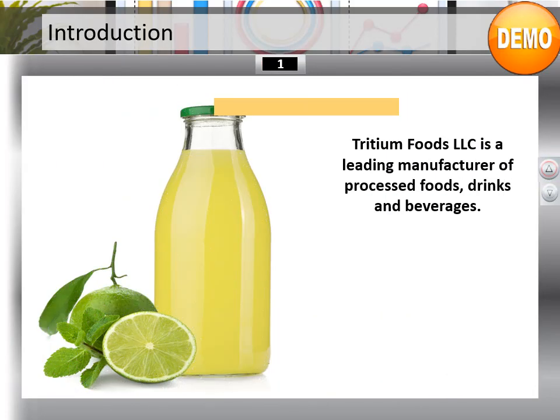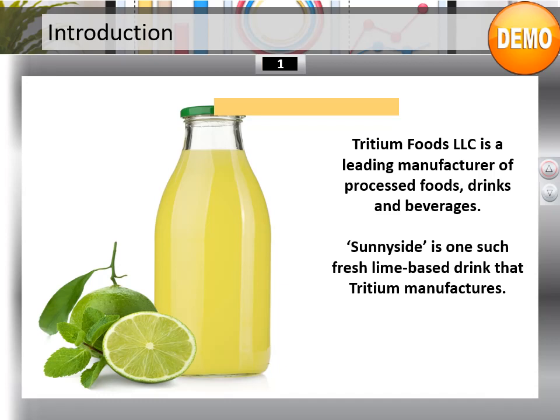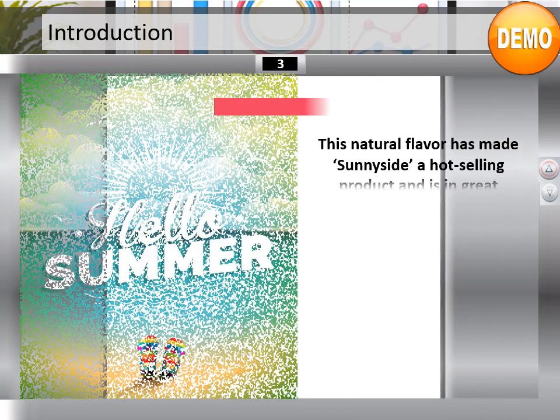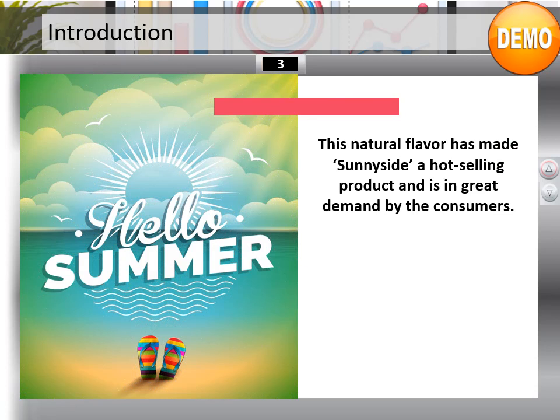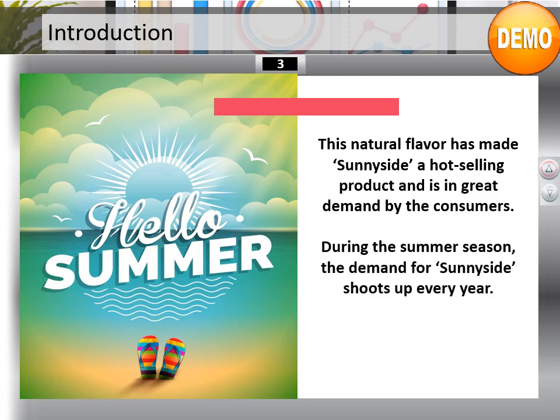Tritium Foods LLC is a leading manufacturer of processed foods, drinks and beverages. Sunnyside is one such fresh lime-based drink that Tritium manufactures. This natural flavor has made Sunnyside a hot-selling product and is in great demand by the consumers. During the summer season, the demand for Sunnyside shoots up every year.